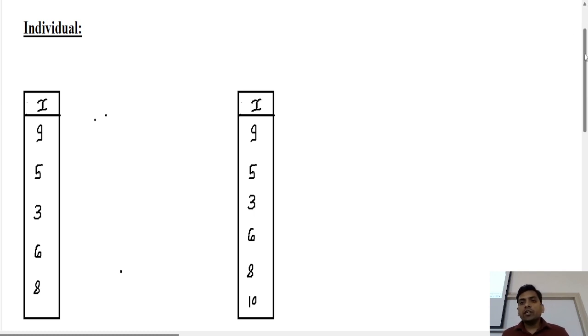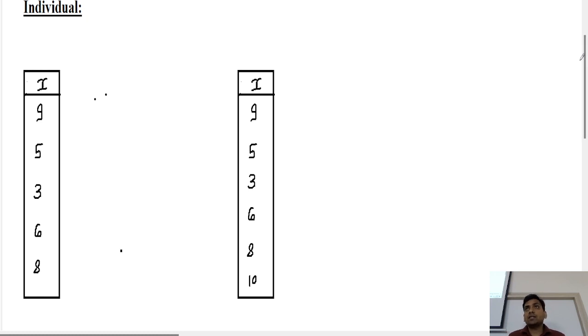The difference between these two data sets is that the first data set has 5 terms and the second data set has 6 terms. That's why the first data is considered odd data, because we have an odd number of terms. And in the second data we have 6 terms, so this is considered an even data set.